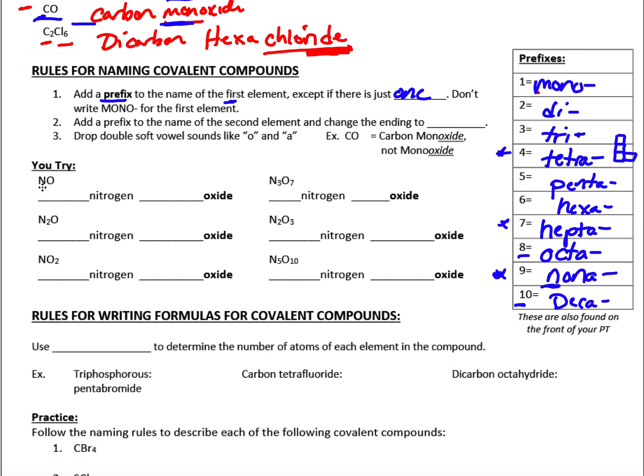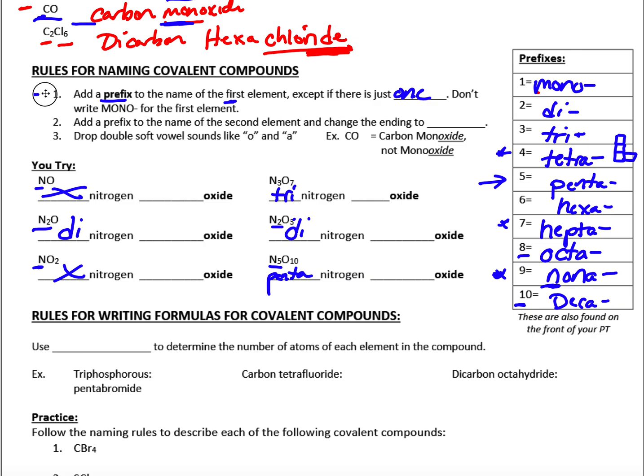So for this first example, there's only one N. We don't write a prefix if there's only one. But the next one, N2, we have to use a prefix, di. The next one, the first element, there's only one of them, so we don't use a prefix, just nitrogen. The next one, there's three of them, so we write tri. The next one, there's two of them, we write di. The next one, there's five of them. We've got to remember what five is, penta, so we write penta.